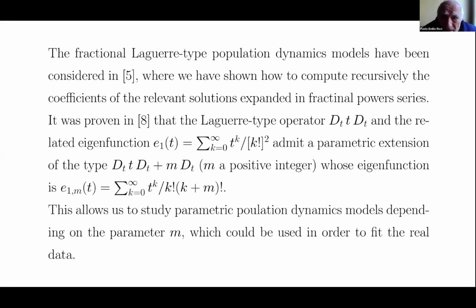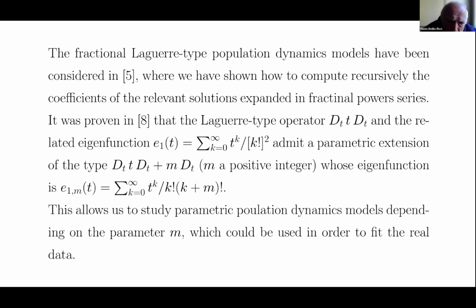The fractional Laguerre-type population dynamics model was considered in the preceding article, where we showed how to compute recursively the coefficients of the relevant solution expanded in fractional power series. It was proven in a joint paper with Pino Dattoli. The idea is essentially by Pino. The Laguerre operator, with the relevant eigenfunction, which is the Laguerre-type exponential, admits a parametric extension of the type derivative times derivative plus m derivative with respect to t, where m is a positive integer, whose eigenfunction is written as a sub 1, comma m of t, the sum of t to the power k divided by the factorial of k times the factorial of k plus m.